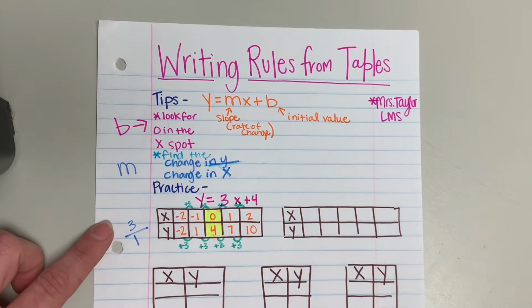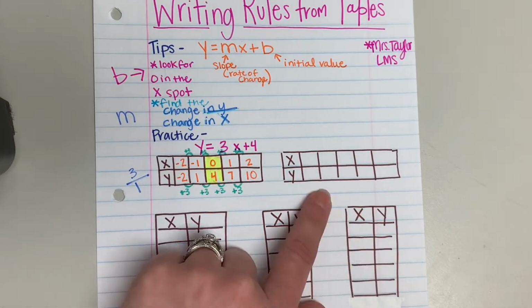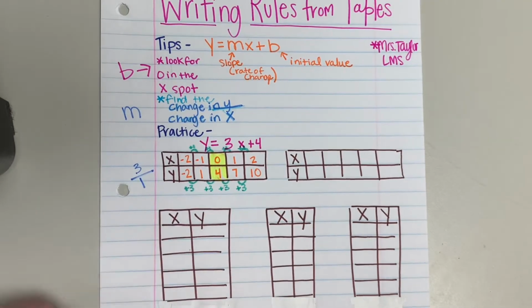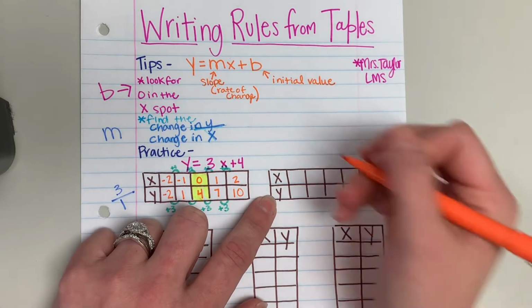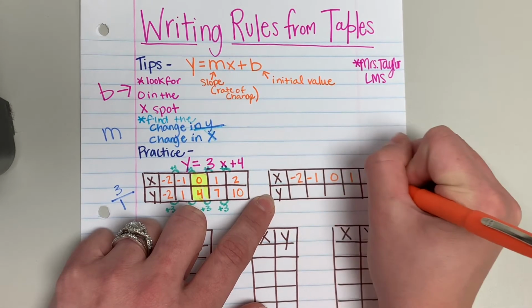All right, let's work with another table. Let's look at this table here, and notice that my tables are all different. When you copy these down, it's okay. You can have horizontal tables or you can have vertical tables, either way. Let's fill in some numbers for this table. -2, -1, 0, 1, and 2. We're going to use those again.